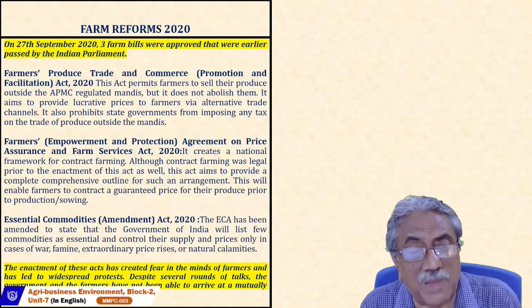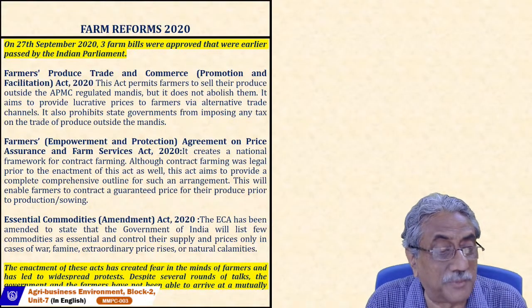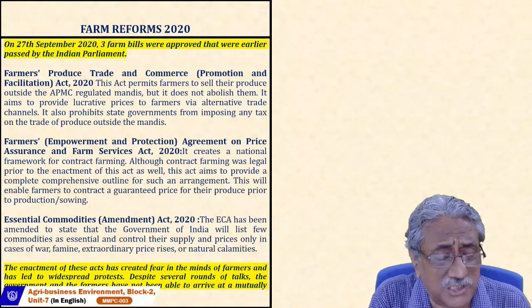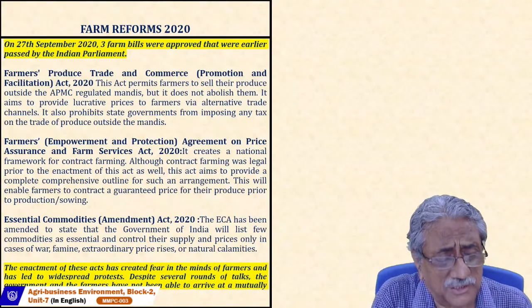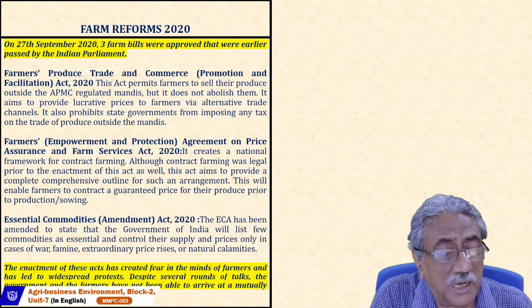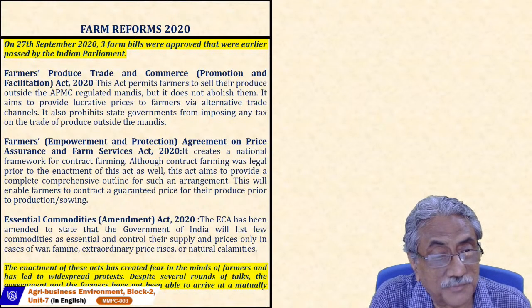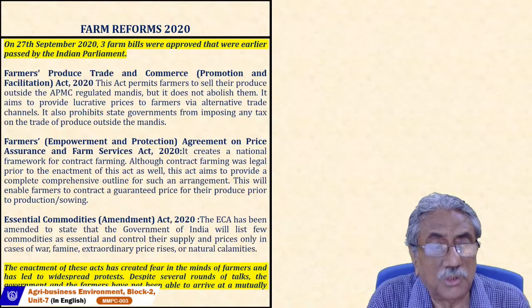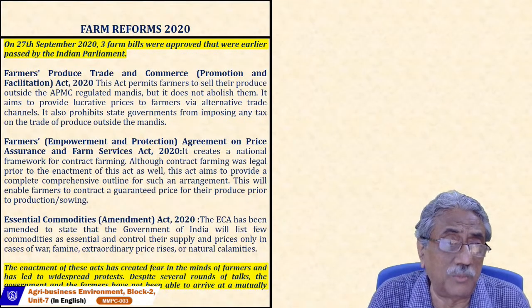I, as a consumer, am happy that onion prices come down. But the farmer who has spent so many months to produce that onion is unable to sell at a price which is his cost. So this is the problem.